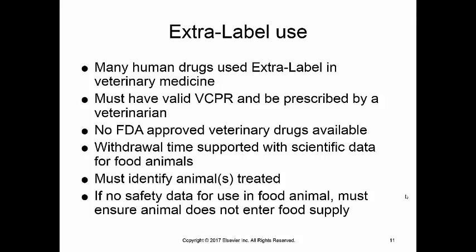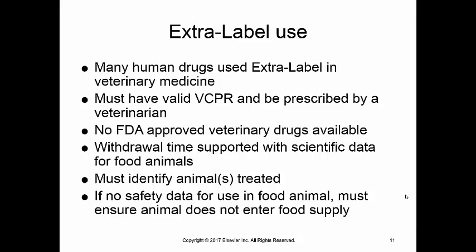To use a drug extra label, you have to have a valid veterinary client-patient relationship, and it has to be prescribed by a veterinarian. There has to be no FDA-approved veterinary drugs available. Withdrawal times in food animals have to be supported with scientific data. We must be able to identify the animals treated. In food animals and herds, that would be having herd numbers or some type of identifying number, tattoo, or ear notch, so that we can go out there and identify all of those animals that were treated.